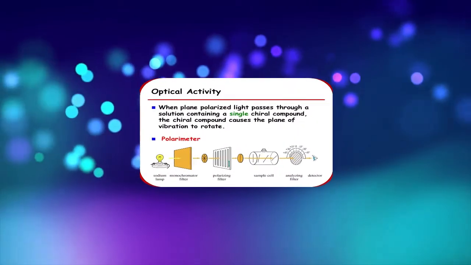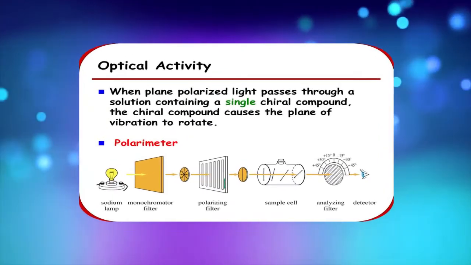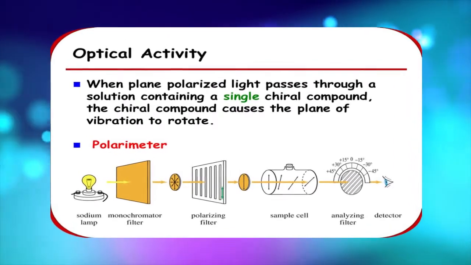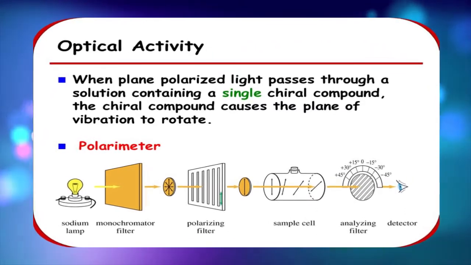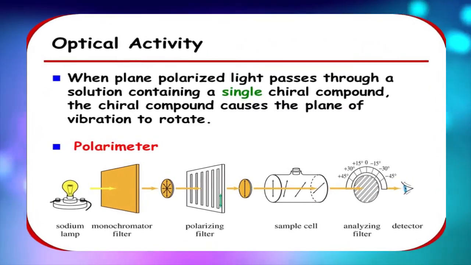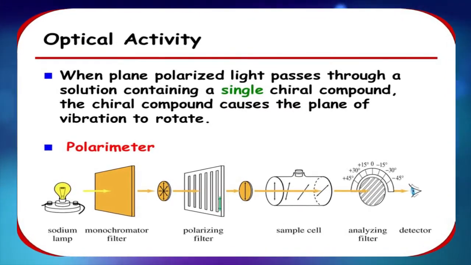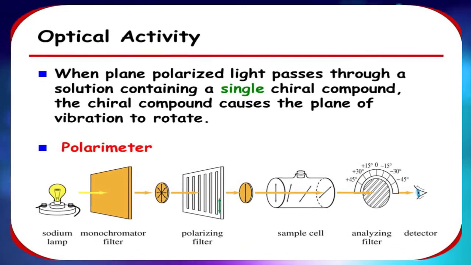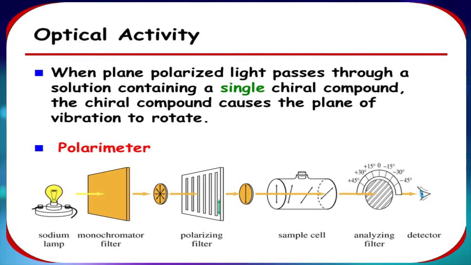Now how much it is rotating: if you see the diagram, just beside the eye there is the analyzer. This analyzer is fitted with a measurement of degree. How much the plane polarized light is rotated can be measured by this analyzer. It will be analyzed by this analyzer, and we get the idea of how much the light is rotated by the sample under consideration.